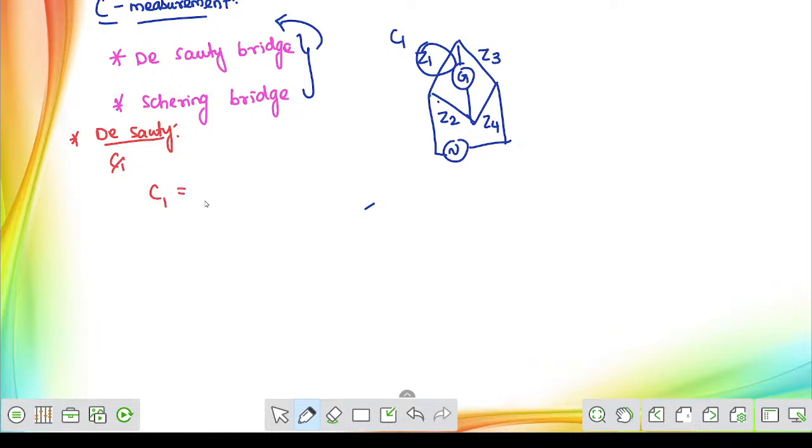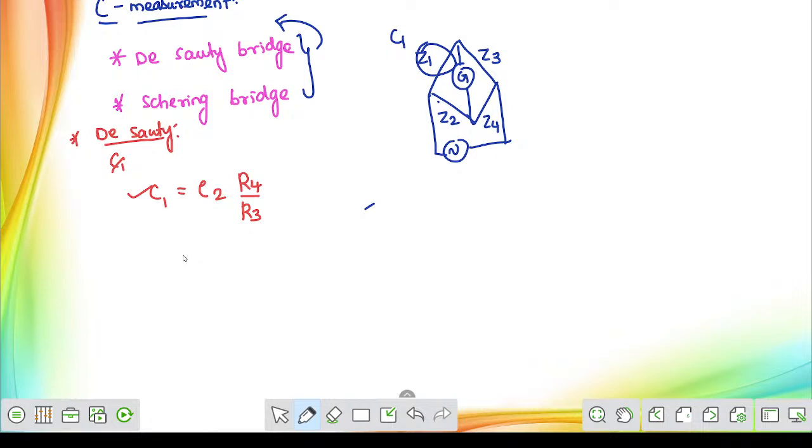So, let me write down here. The unknown capacitor C1 formula is going to be: the branch 2 capacitor will be given, the branch 4 resistance will be given, and the branch 3 resistance will be given. So with the help of this, you can directly measure the value of the unknown capacitance C1 using the De Sauty bridge. Now the next one, the other method I told you about, is the Schering bridge.